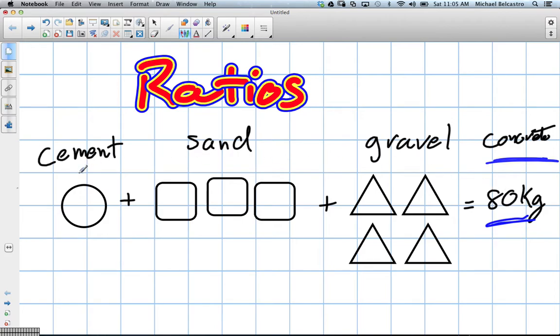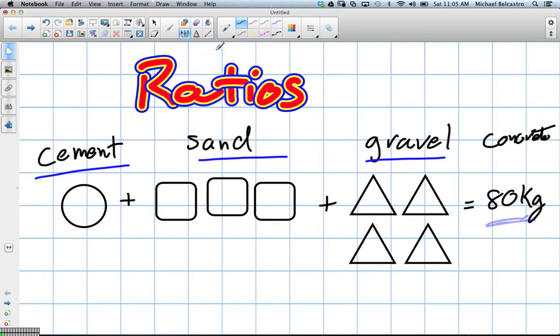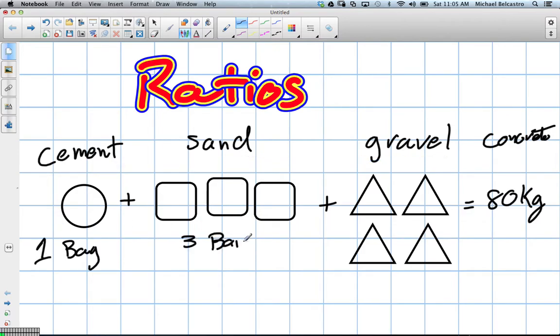And he has to mix cement, sand, and gravel in a ratio of 1 bag of cement. So this represents a bag. So we have 1 bag of cement with 3 bags of sand, and 4 bags of gravel, right? And altogether, that's going to make concrete. And we need to figure out what this ratio is altogether.